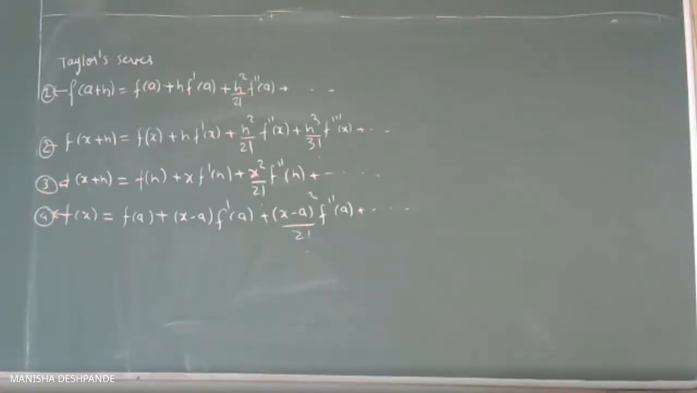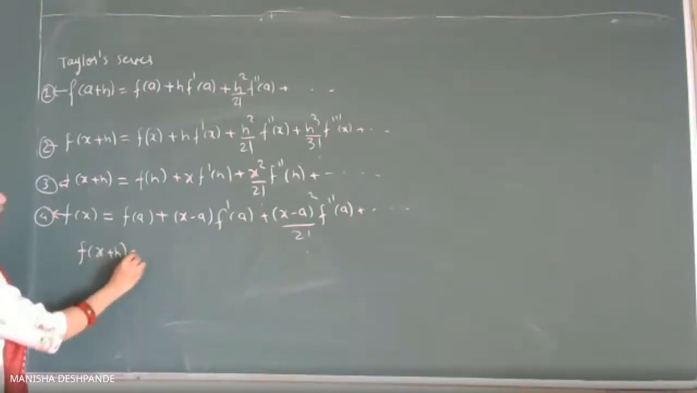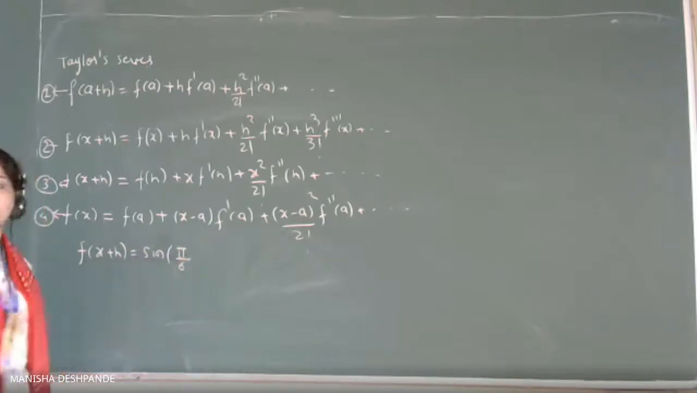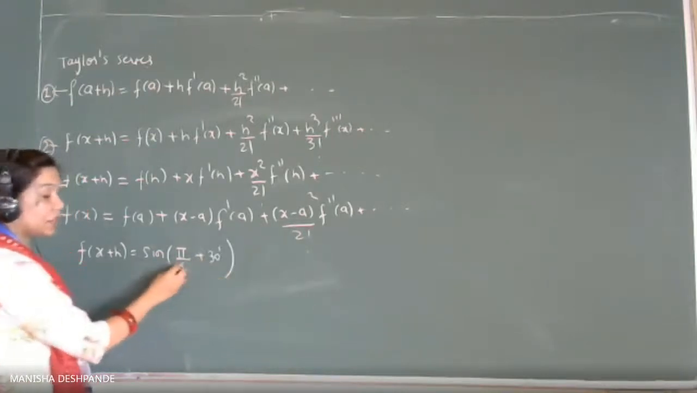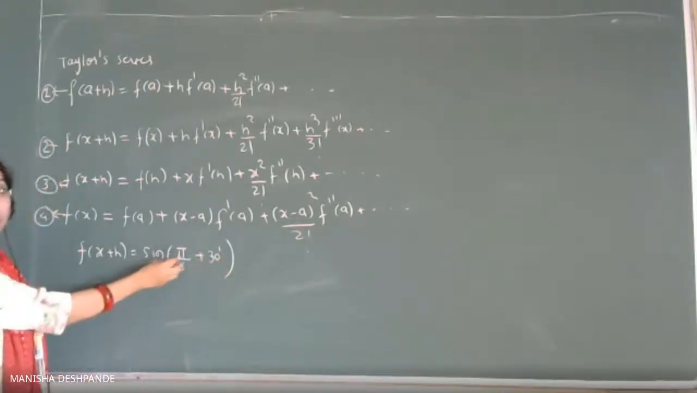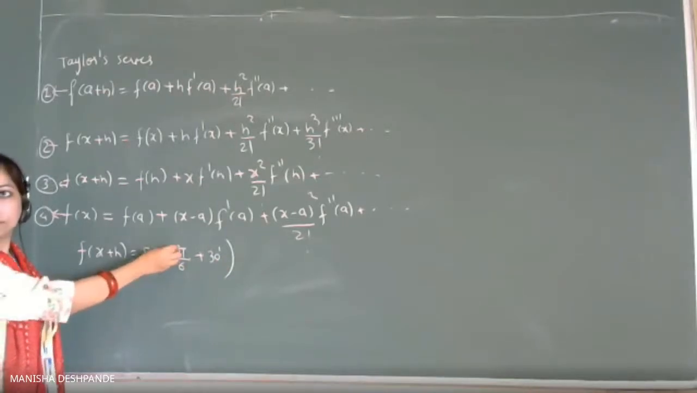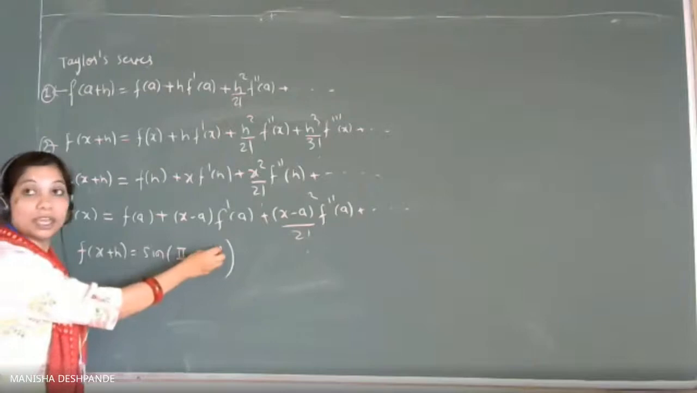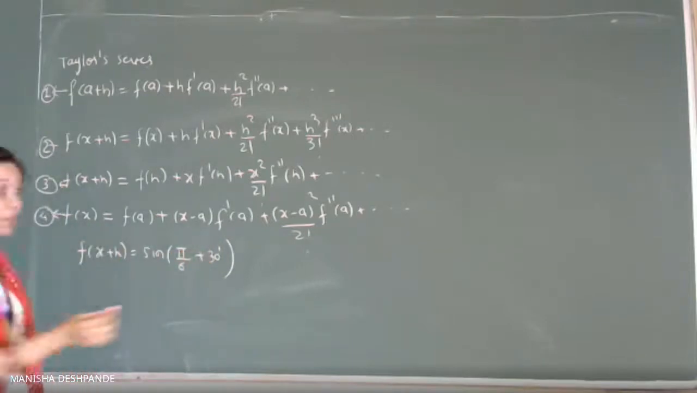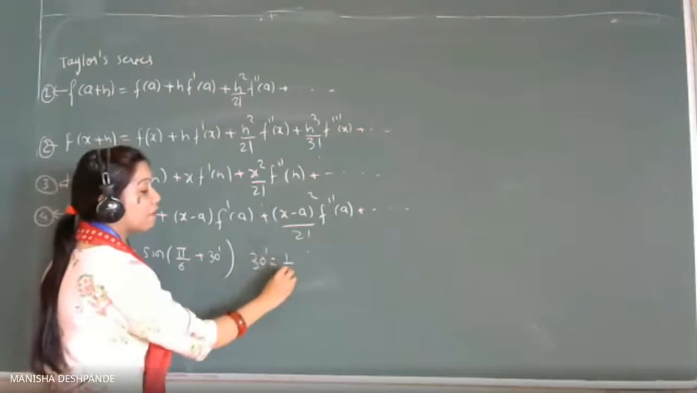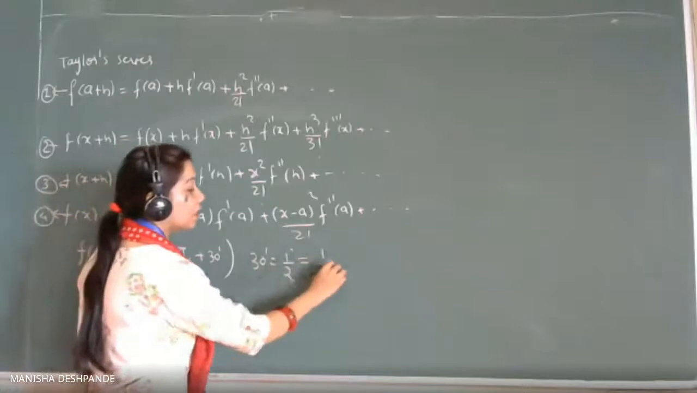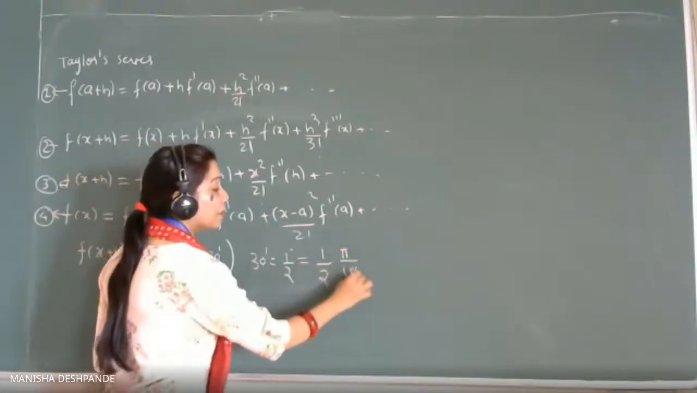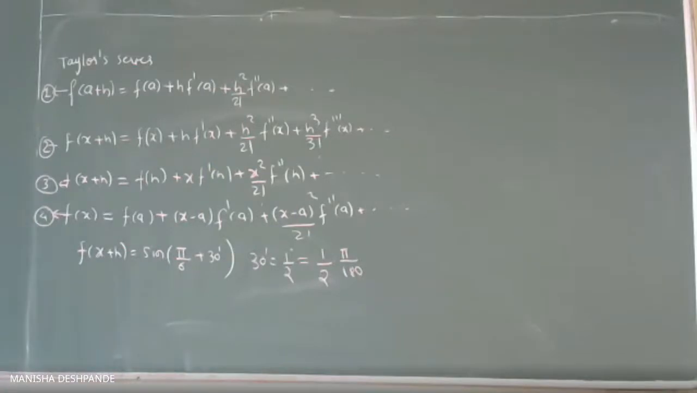So what's our function? f(x + h) is sine of 30 degrees, which means pi by 6, plus 30 minutes I am writing. This is degree. This is 30 minutes. I am writing pi by 6 in what? Radians. Pi by 6 means it is written in radians. So 30 minutes also should be written in radians. So what is 30 minutes? 30 minutes is equal to half degree. Okay? And how is half degree written in radians? Half into pi by 180. Pi by 180. Very simple.